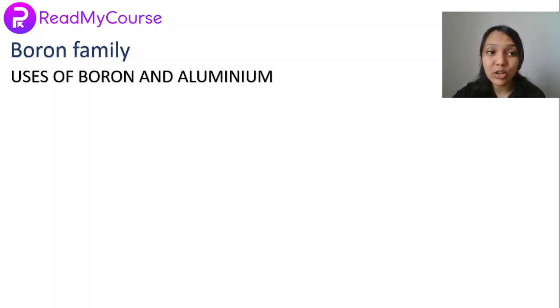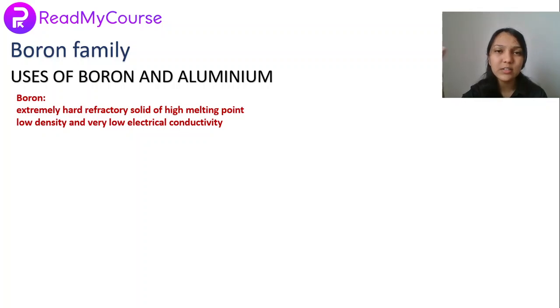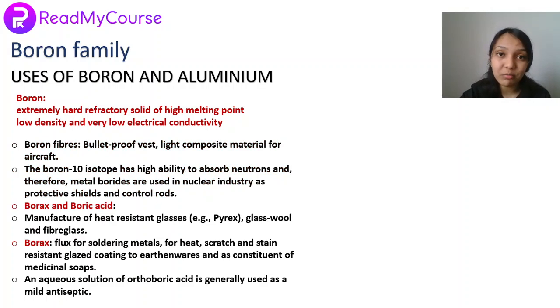Fine. So now we'll discuss the uses of boron and aluminium. Boron is an extremely hard solid. We discussed it, right? It's extremely hard, it's black, it has a high melting point, it's covalent, etc. It has low density and very low electrical conductivity. When we talk about the uses of boron, it's used as boron fibers, which are used in bulletproof vests and light composite material for aircraft. So this is the use of boron fibers.